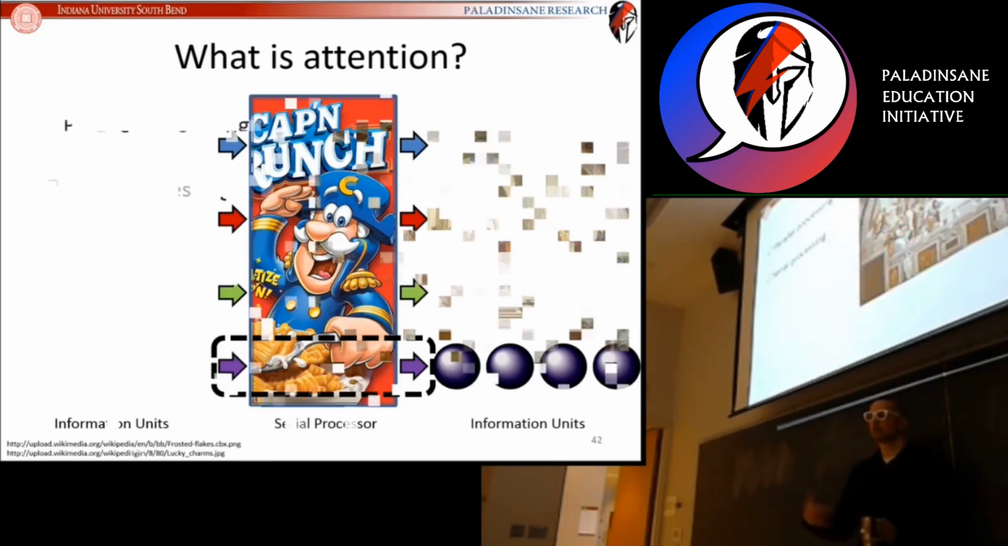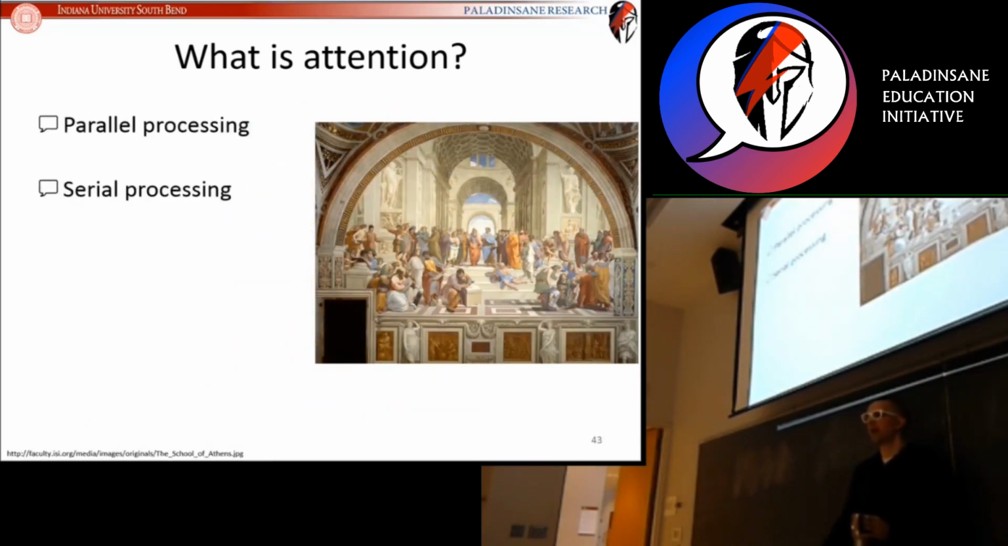So those are the 2 types of processors that we have in our mind, or 2 of the types of processors that we have in our mind that are important in attention. Any questions so far on parallel and serial?